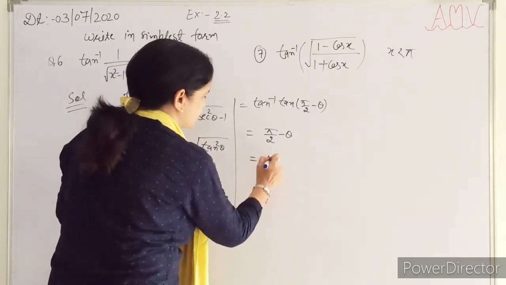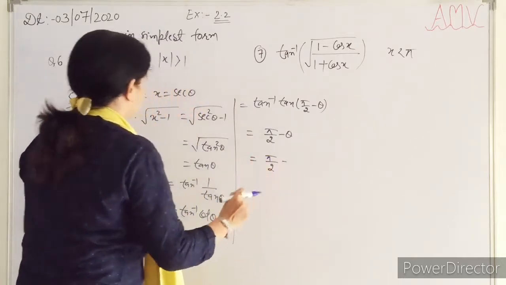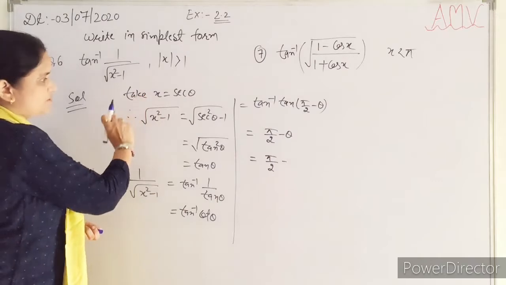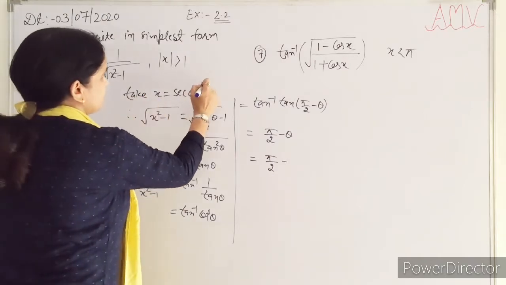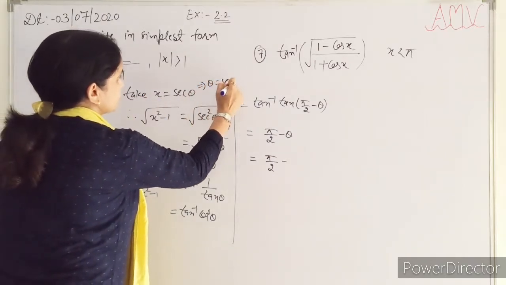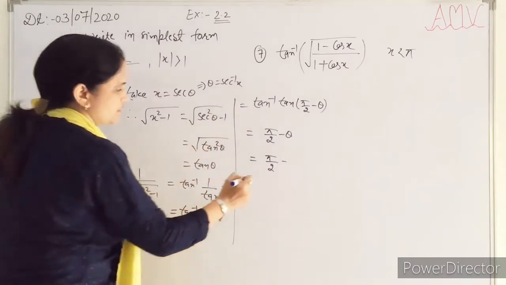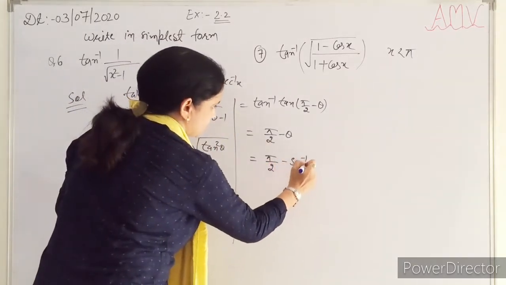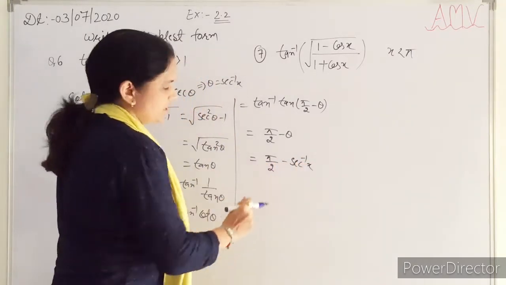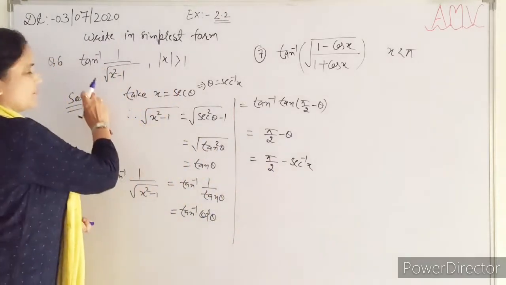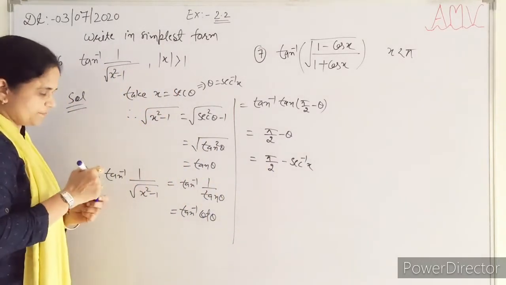Now substitute the value of theta from the substitution. From here we will get theta is equal to sec inverse x. So it is sec inverse x. It is the simplest form of the given question.